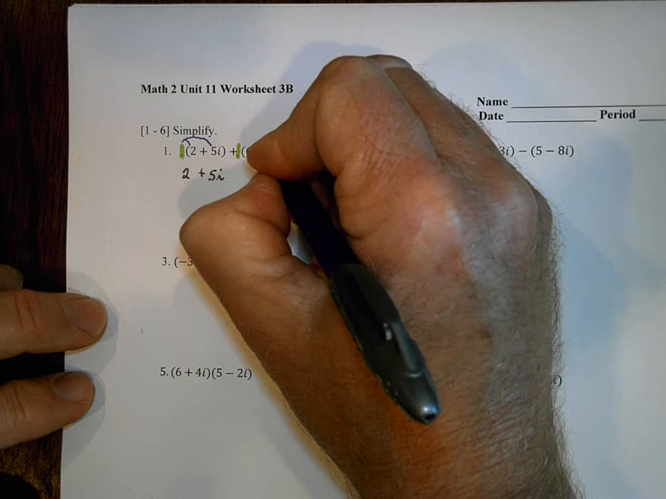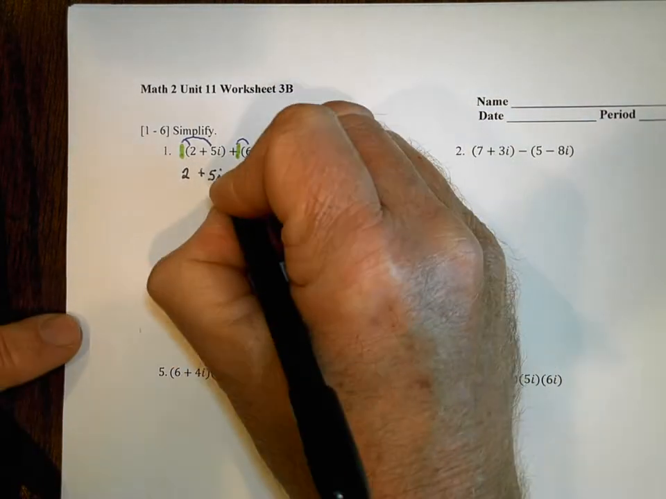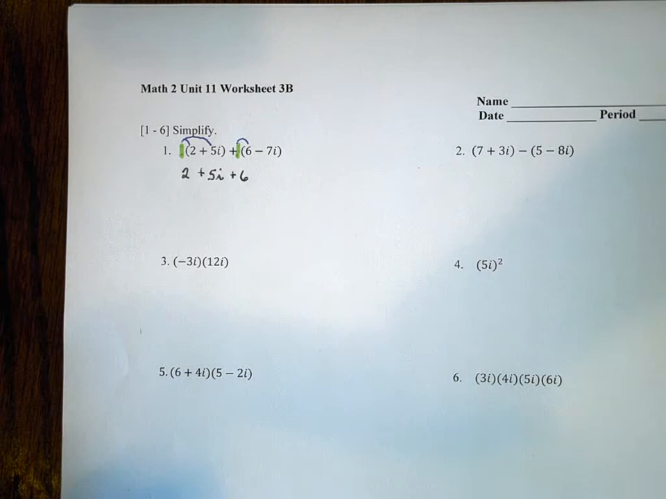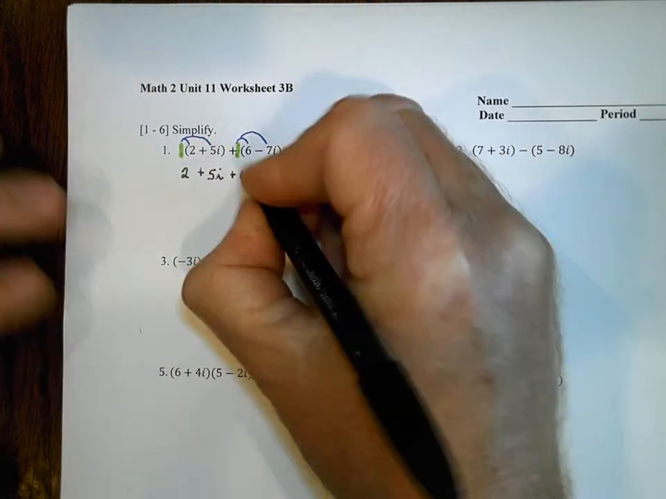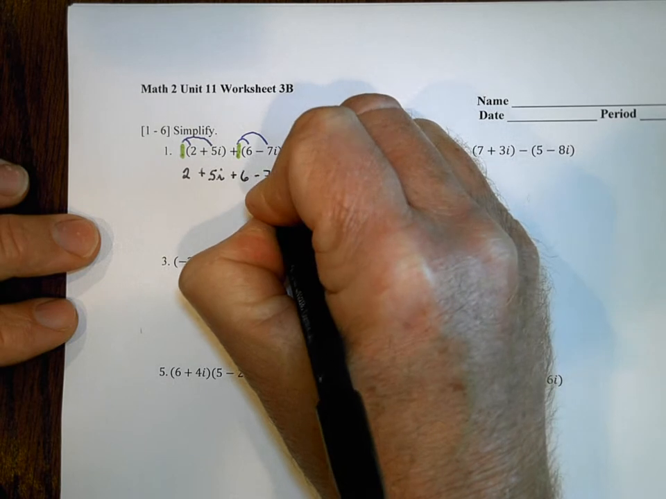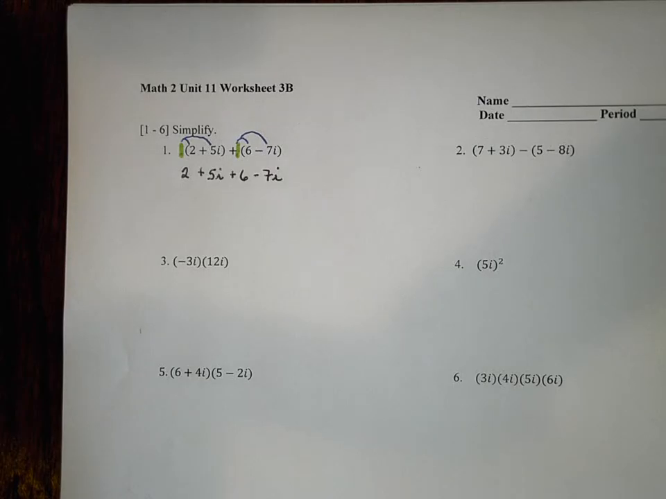I'm going to do the same process with the second parentheses. Positive 1 times 6 gives me positive 6. Positive 1 times negative 7i gives me negative 7i. Okay, so now that we've rewritten the problem without parentheses, my next step is I'm going to combine like terms.